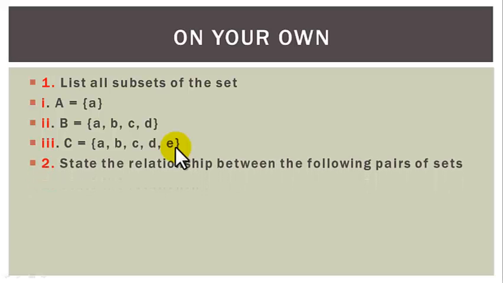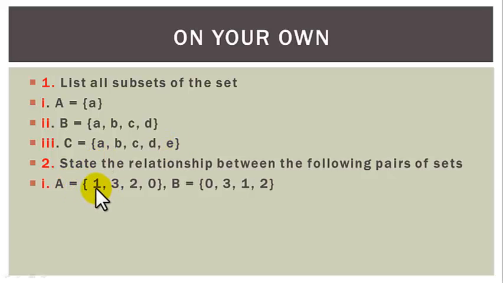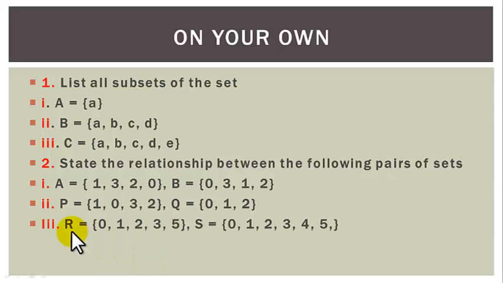Number 2. State the relationship between the following pairs of sets. 1. A containing the element 1, 3, 2, and 0, and B containing the element 0, 3, 1, 2. 2. P consisting of the element 1, 0, 3, 2, and Q consisting of 0, 1, 2. 3. R consisting of 0, 1, 2, 3, 5, and S consisting of 0, 1, 2, 3, 4, 5.